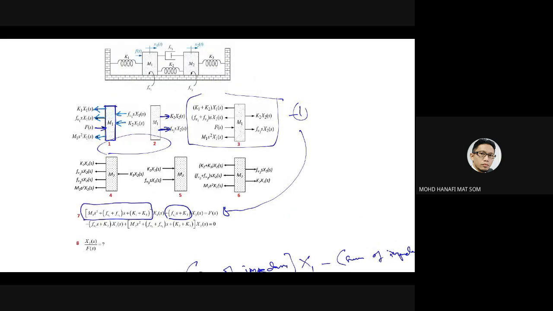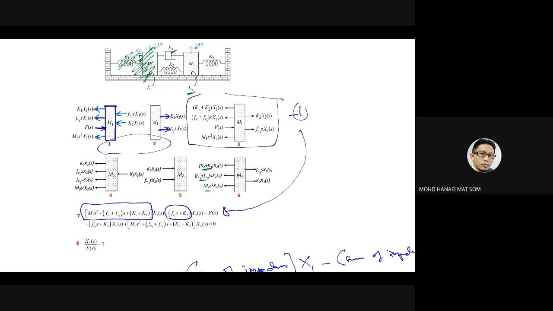Okay, the next equation is we ignore M1. Right? We ignore M1. So what we have is M2. M2 is connected to the viscous damper, spring K2 and spring K3. So we have K2 plus K3 X2. And then we have FV2 plus FV3 of S X2. This is the friction and the viscous damper. And then we have the movement of M2.